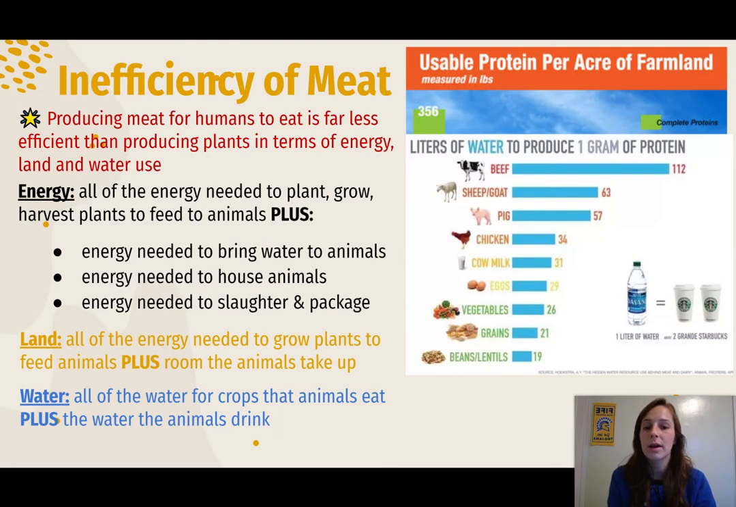So right here, if we look at the liters of water that are used to produce 1 gram of protein, 1 gram of a cow is going to be 112 liters of water. And 1 liter is like 2 grande Starbucks cups. So that is a ton of water in order to get 1 gram of protein, which a gram is a very small amount. Compared to that, the amount of water needed for beans or grains or vegetables is far less.